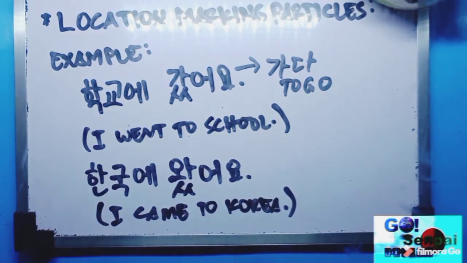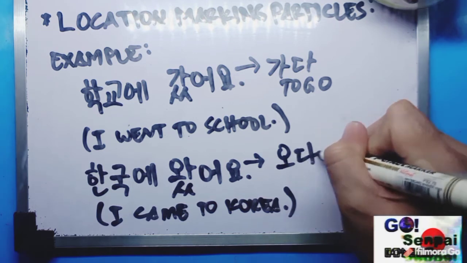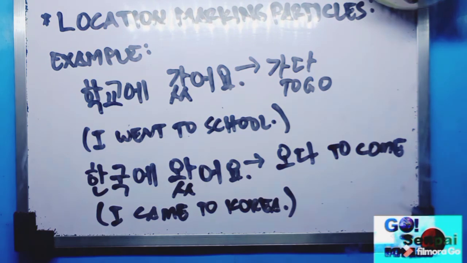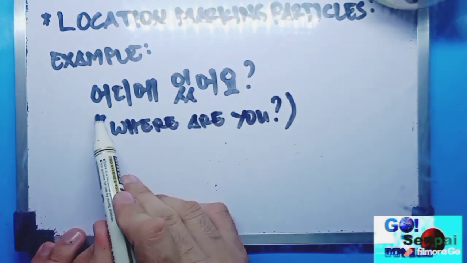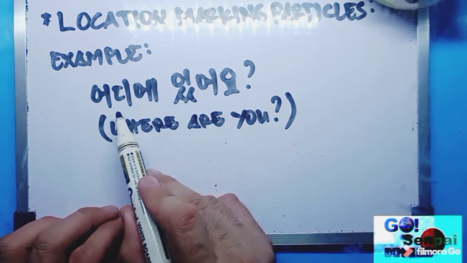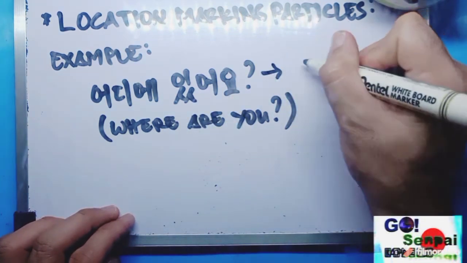Example 2, we have 한국에 왔어요. I came to Korea. Our noun here is 한국, meaning Korea, and then our verb here, 왔어요, base form 오다, meaning to come. Example number 3, 어디에 있어요? Where are you? 어디 is where, and our verb here is 있어요, base form 있다, meaning to exist.